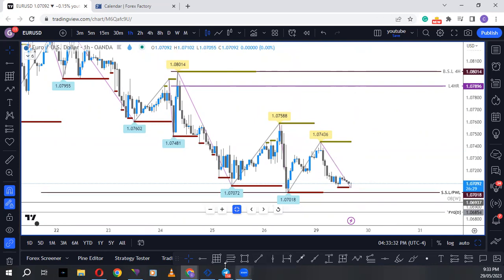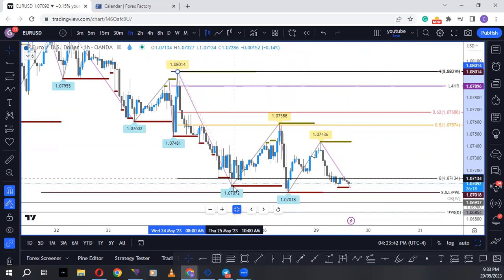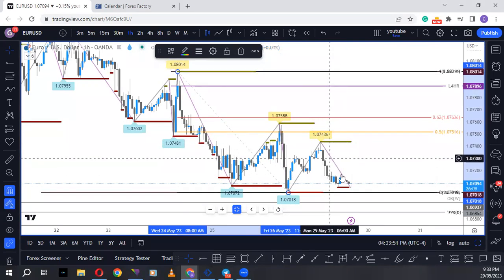So you look for the 50% of this. And you look for the 50% of this. It's coming in here, as you can see. Before today's move, was it today's move? No, okay, this is Friday. You can see price ran up. This is the 50%. Price came very close to it and dropped.